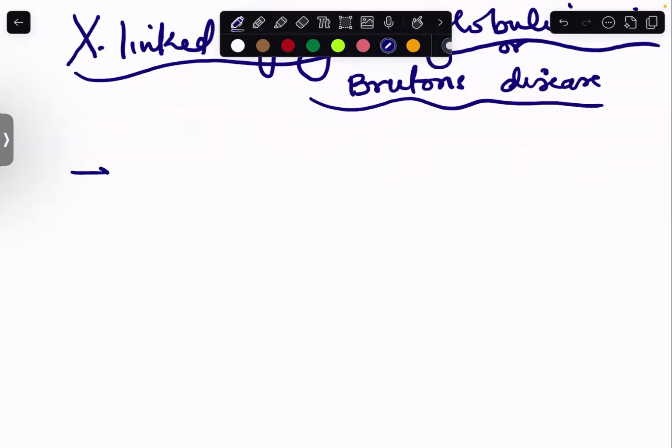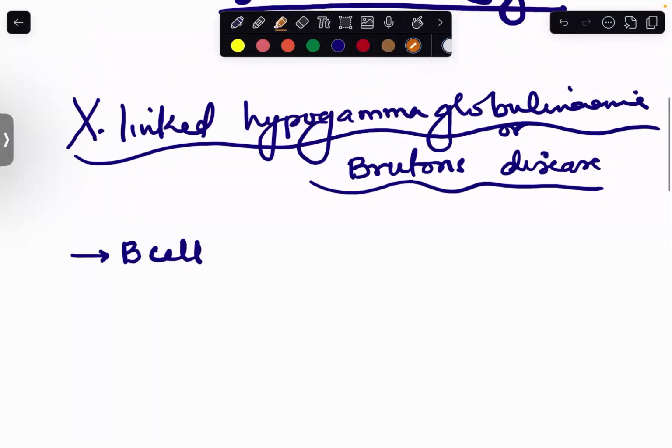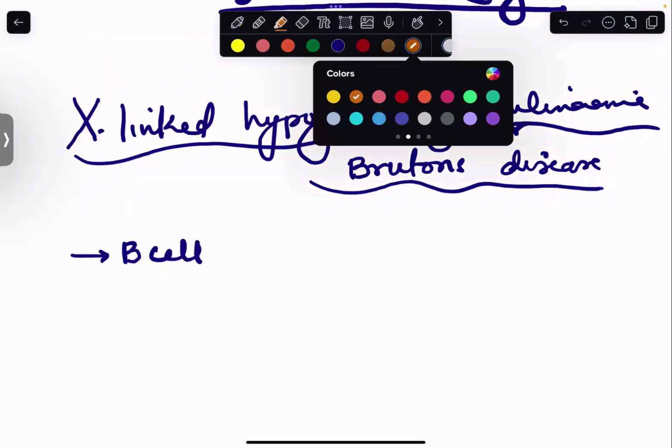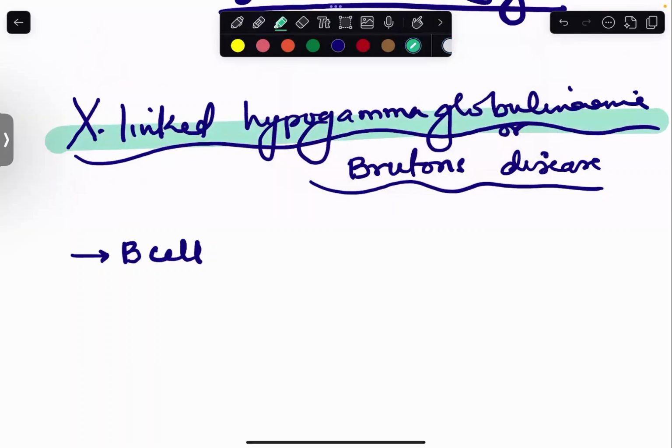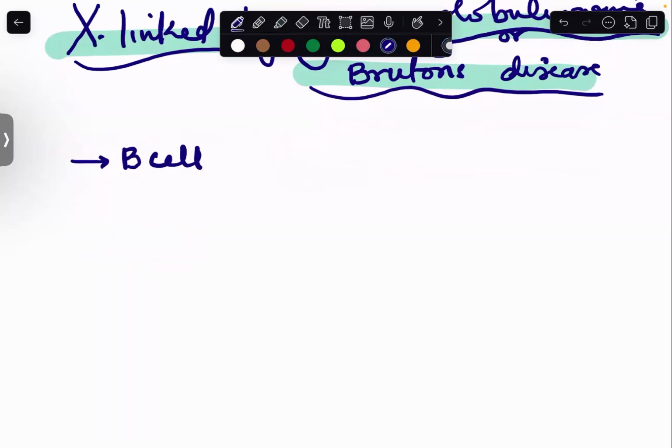Here, there is abnormality in the B cell. We have T cell, we have B cell, right? Cell mediated immunity and humoral immunity. B cell mainly is responsible for the humoral immunity, and the T cell is responsible for cell mediated immunity. So, in X-linked hypogammaglobulinemia, the child will have some abnormality in the B cell. Normally in our body, B cell gets converted into plasma cell, right? And then plasma cell produces immunoglobulin.